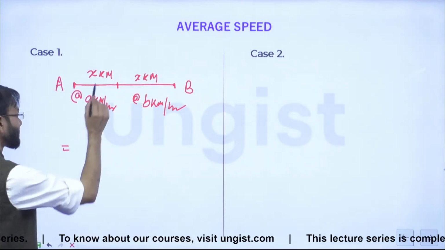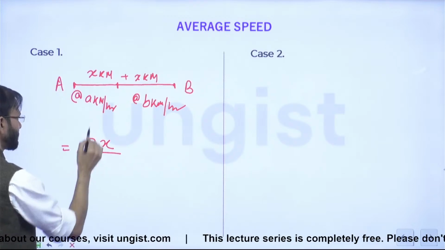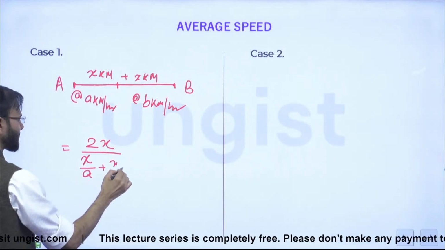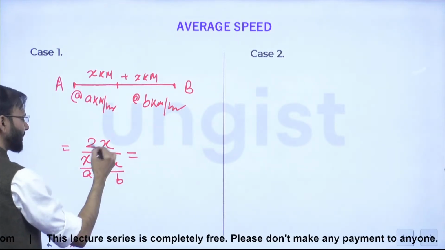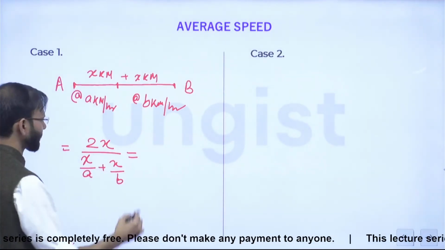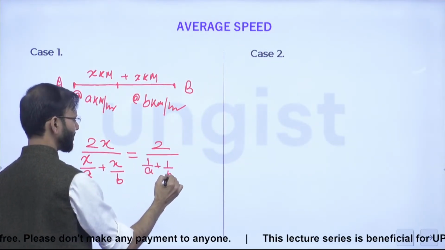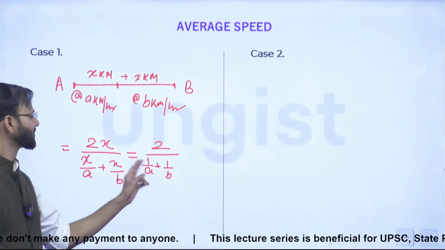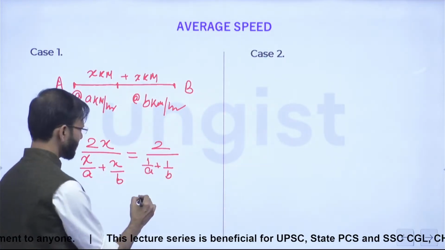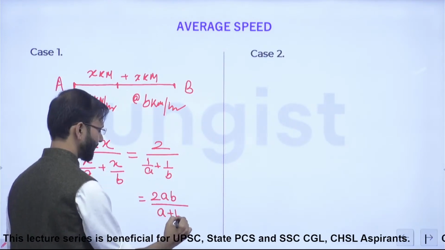Now just think on it, friends. Average speed is total distance covered upon total time taken. Time for this part is x by A and time for this part is x by B. Here x can be taken common from the numerator and denominator and they will be cancelled. So this is 2 divided by 1 by A plus 1 by B, and 1 by A plus 1 by B is A plus B divided by AB, and AB goes to the numerator. So this is 2AB upon A plus B.